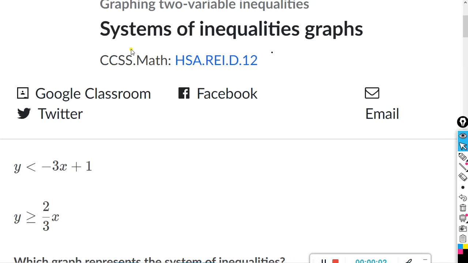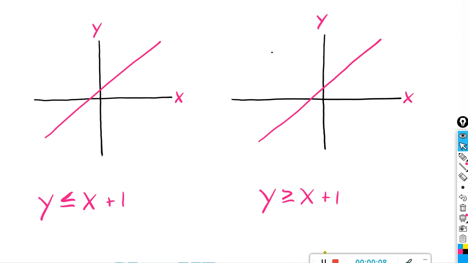This will be for the assignment, Systems of Inequalities Graphs. All right, so just some notes before we start.